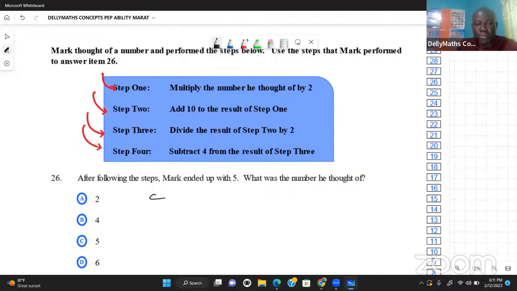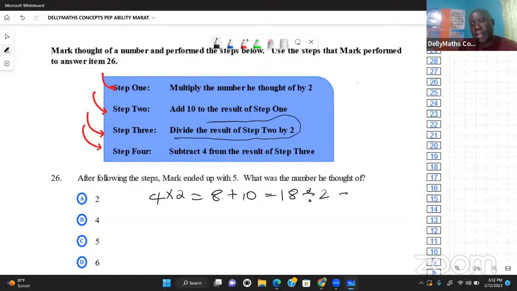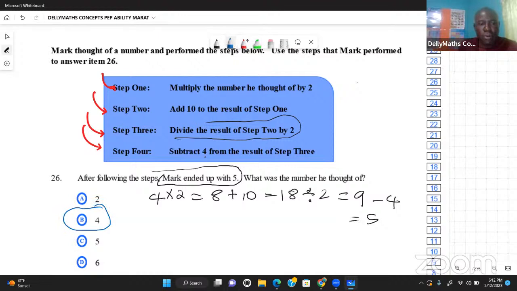For example, say I pick 4 from the set, and then I'm going to perform this. Multiply the number by 2. I'm going to multiply 4 by 2. I get 8. Then it says add 10 to the result. I'm going to add 10 to that result. I'm going to get 18. Then step 3, divide the result by 2. I'm going to divide 18 by 2, and I'm getting 9. Then they say subtract 4 from it. Now I'm going to take 4 from it. I get 5. And they're saying that when 4 was subtracted in the last step, we ended up with 5. What number did he pick early? It would have been the number 4.